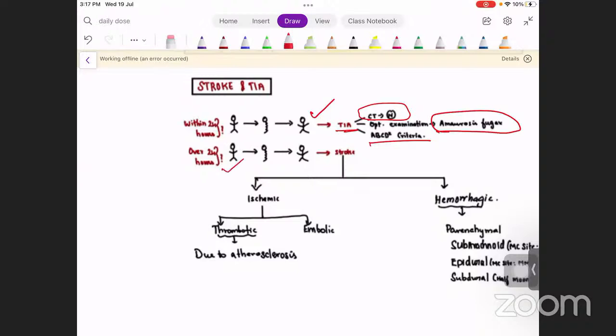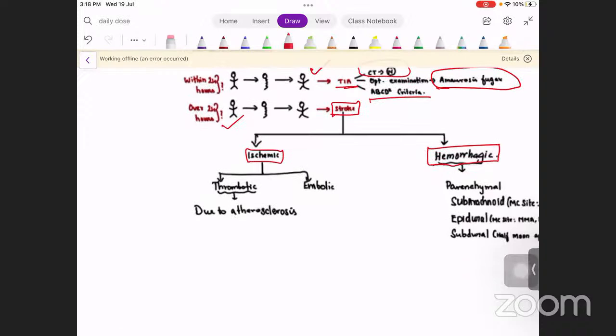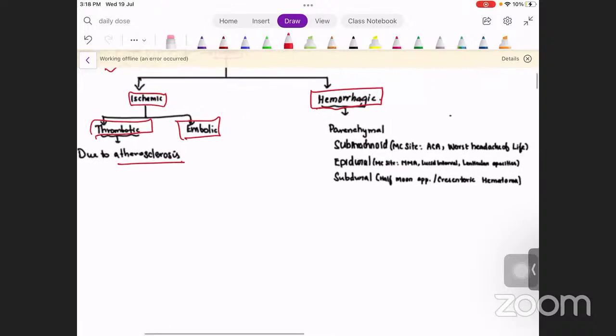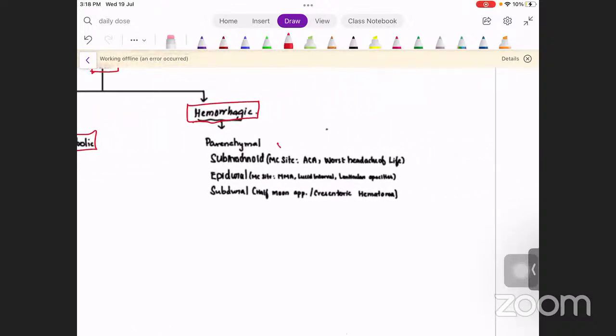If the symptoms last over 24 hours, then it is a stroke. We classify stroke as ischemic stroke and hemorrhagic stroke. Speaking about ischemic stroke, we have thrombotic and embolic stroke. Thrombotic stroke is due to atherosclerosis, and embolic stroke is due to an embolus, as you already know. Apart from that, hemorrhagic stroke is due to parenchymal hemorrhage or subarachnoid hemorrhage.